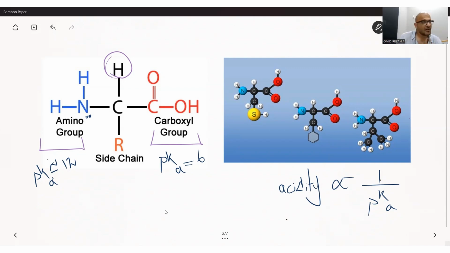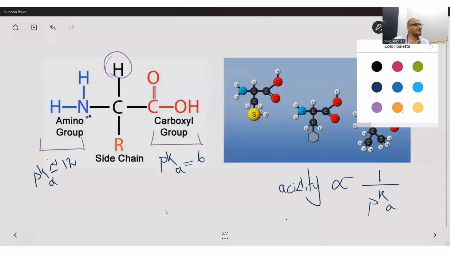Now, as a result, I'm just going to mention something very important. Now, if you put them inside a solution that has its own pH, imagine that you put these amino acids inside the cytoplasm or, I should say, the interstitial fluid of the cell, which has a physiological pH of how much? Around 7.6.